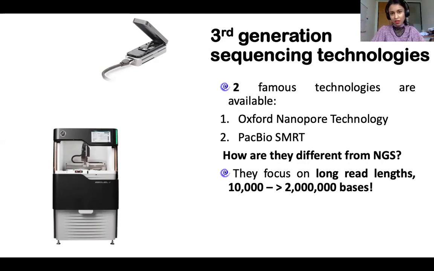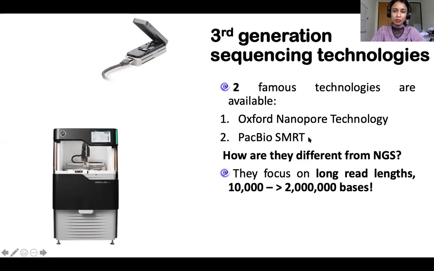So they came up with two new technologies. One is Oxford Nanopore technology. This was actually done by two scientists from Oxford University, right? And the second is PacBio SMRT technology.